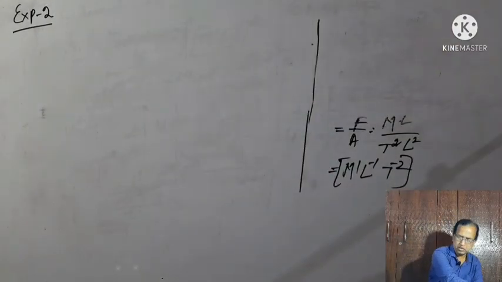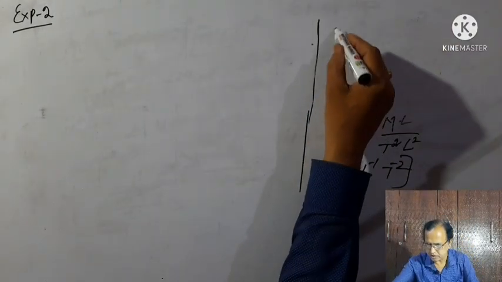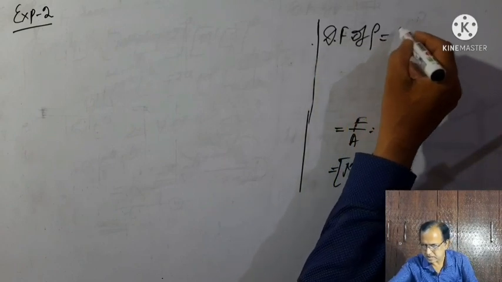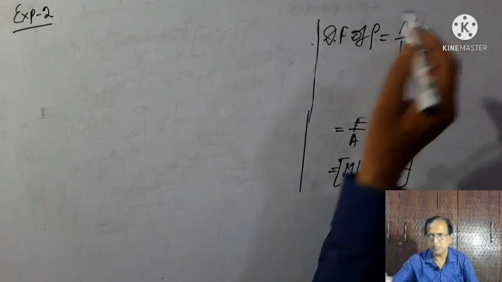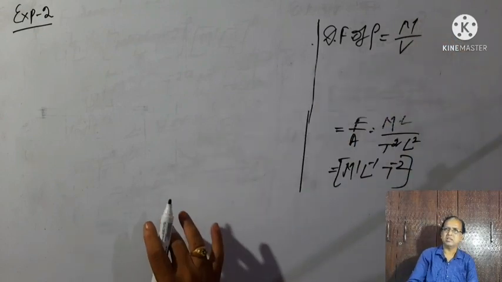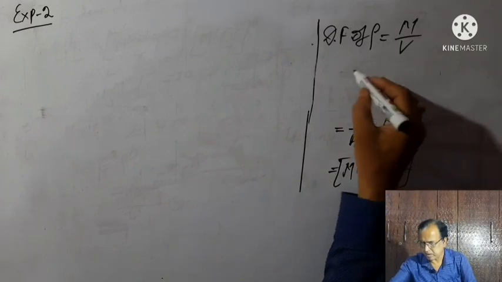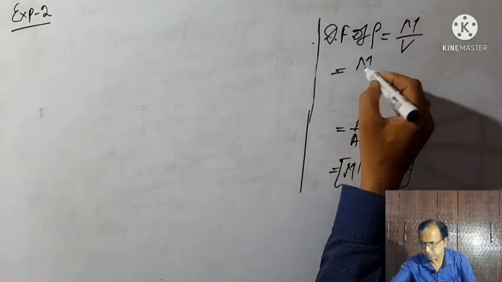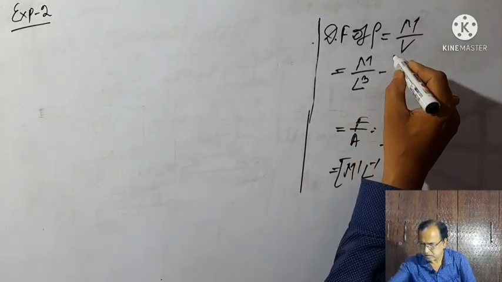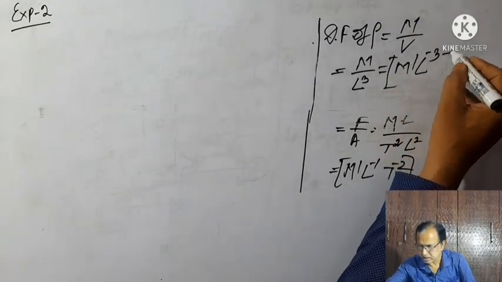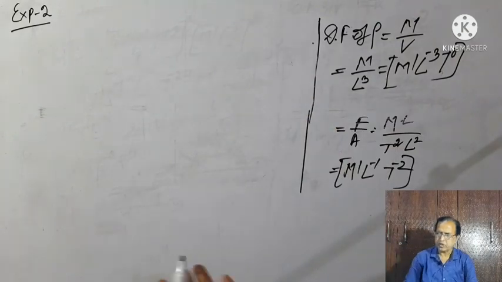Dimension formula of density. Density is mass by volume. Volume means length into breadth into height, that is M by L cube. So that means M1 L minus 3 T0.